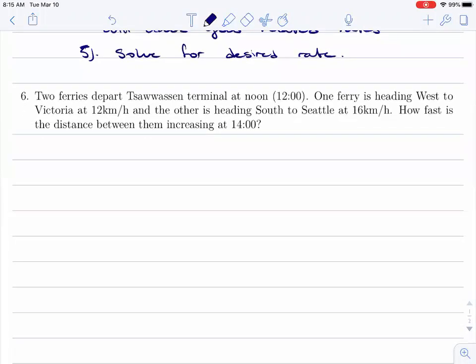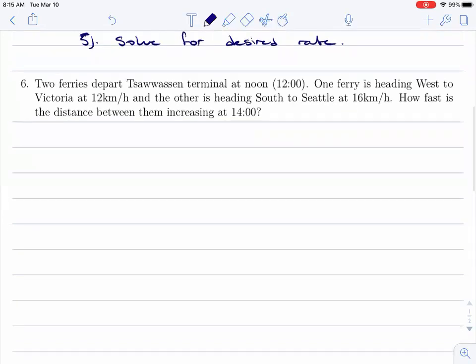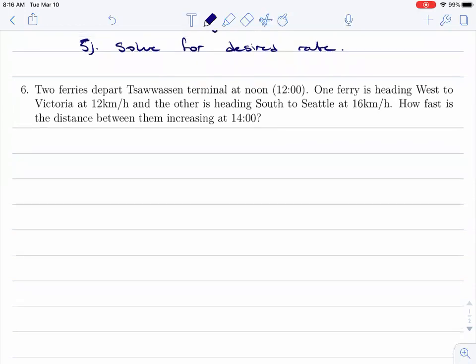So here we go. The first one, we'll start with this one because I think it's the most intuitive to wrap your head around. Two ferries depart Tsawwassen Terminal at noon. I'm from Tsawwassen, so of course I stole this one from Steve. One ferry is heading west to Victoria at 12 kilometers per hour, and the other is heading south to Seattle at 16 kilometers per hour. I should probably tell them that there is no ferry to Seattle from Tsawwassen, but it doesn't matter. How fast is the distance between them increasing at 2 p.m.?